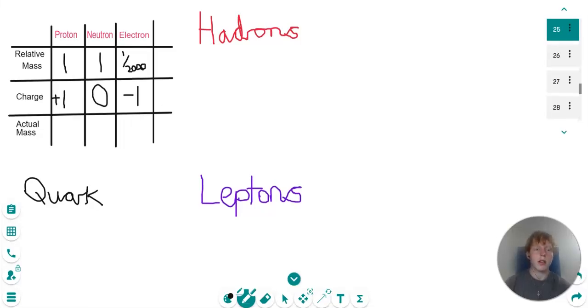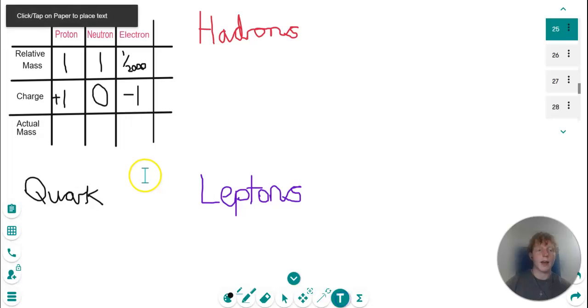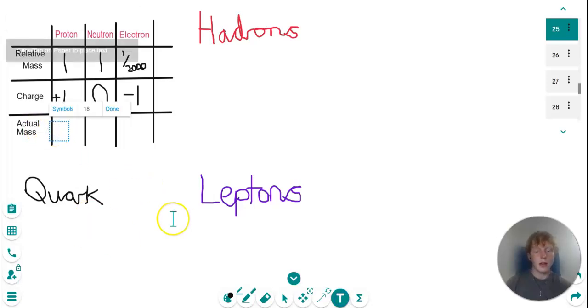Previously, you've only said that the masses were 1, 1, and 1 over 2000. But we're going to put some actual numbers into it so we can start using maths and put these numbers into calculations. So, make sure you write this down. We have an actual mass of the proton and the neutron are the same, okay? And the actual mass is 1.67 times 10 to the minus 27. An extremely small number, okay?